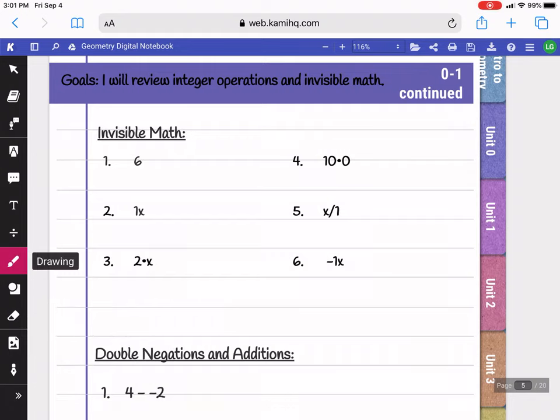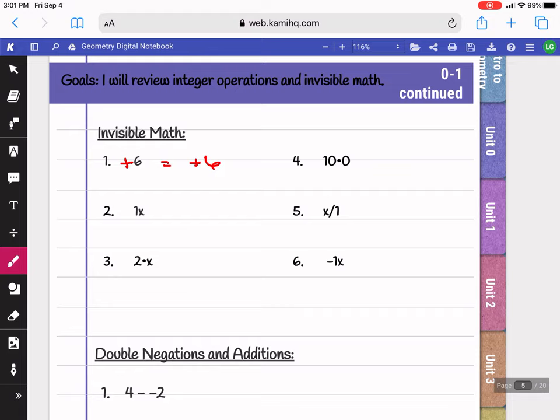Right now we're going to talk about invisible math, which is just math that's implied but can help you when you're doing problems. So for example, here on number one, we see a 6. Sometimes it's helpful to remember that if there's a 6, it's positive. So sometimes we'll write it as positive 6, and that just helps us when we're working out the problem to know if we're going to add or subtract, and so on.